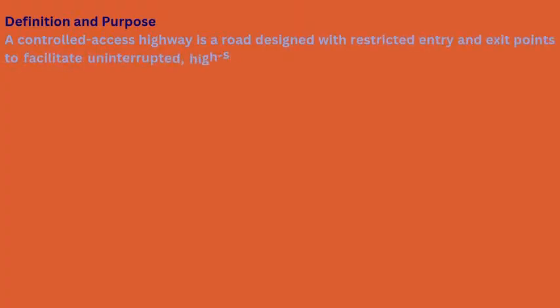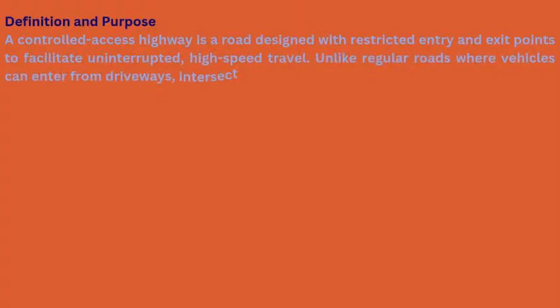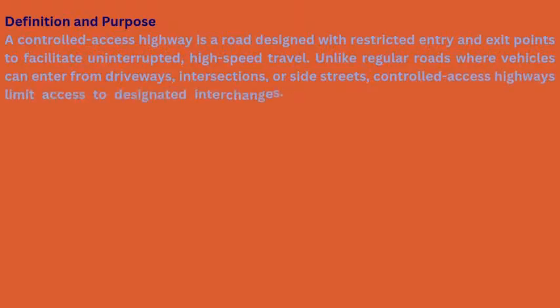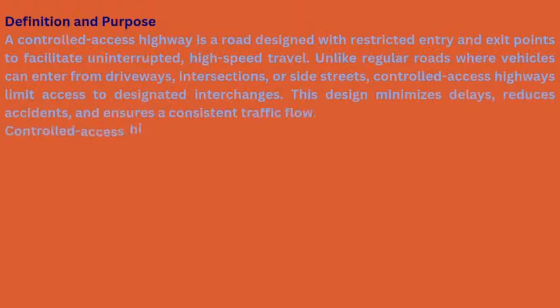Definition and purpose. A controlled access highway is a road designed with restricted entry and exit points to facilitate uninterrupted, high-speed travel. Unlike regular roads where vehicles can enter from driveways, intersections, or side streets, controlled access highways limit access to designated interchanges. This design minimizes delays, reduces accidents, and ensures a consistent traffic flow.